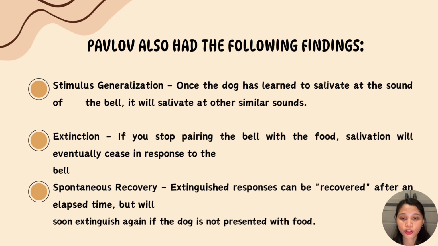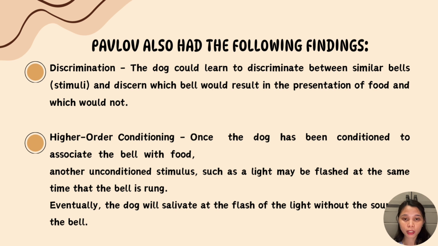First is the stimulus generalization. It means once the dog has learned to salivate at the sound of the bell, it will salivate at other similar sounds. Next is the extinction. If you stop pairing the bell with the food, salivation will eventually cease in response to the bell. Third is the spontaneous recovery. Extinguished responses can be recovered after an elapsed time but will soon extinguish again if the dog is not presented with food. Next is the discrimination, which means the dog could learn to discriminate between similar bells or stimuli and discern which bell would result in the presentation of food and which would not.